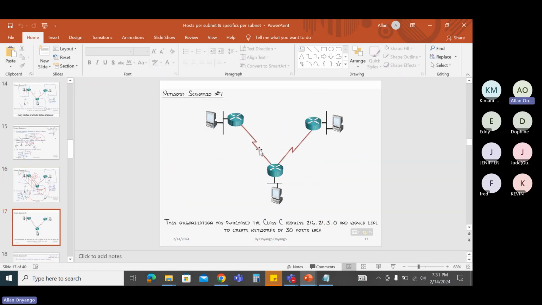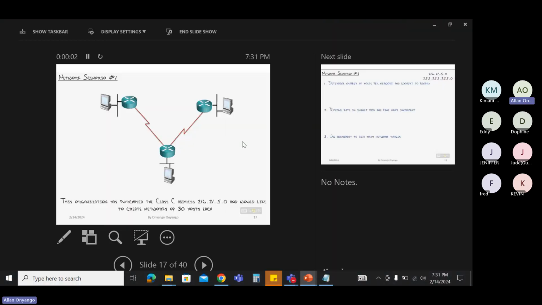So the second example is here. Same diagram, but they say this organization has purchased a class C address, the same class C. And the address is the same, 216.21.5.0, all right? And they would like to use it to create networks of 30 hosts each.